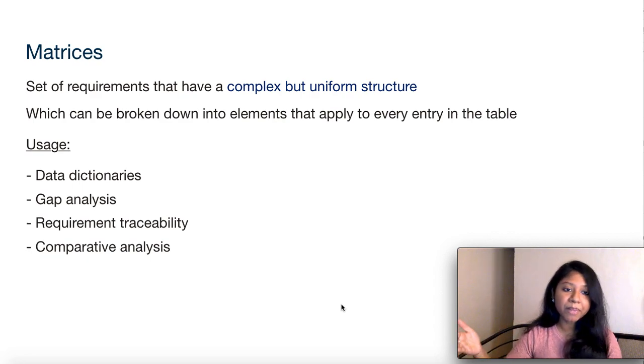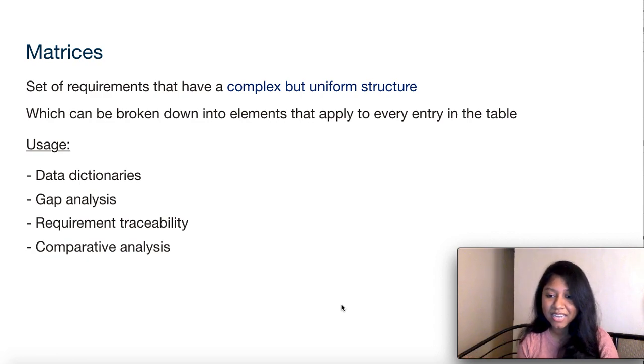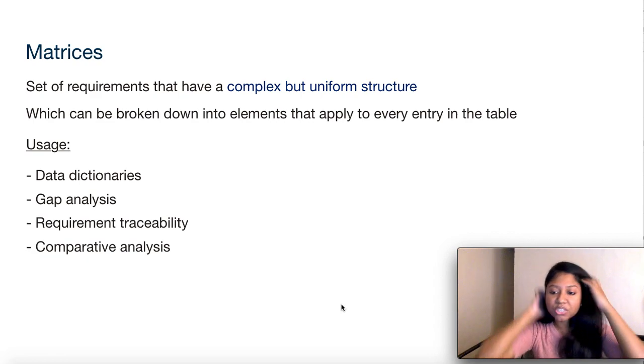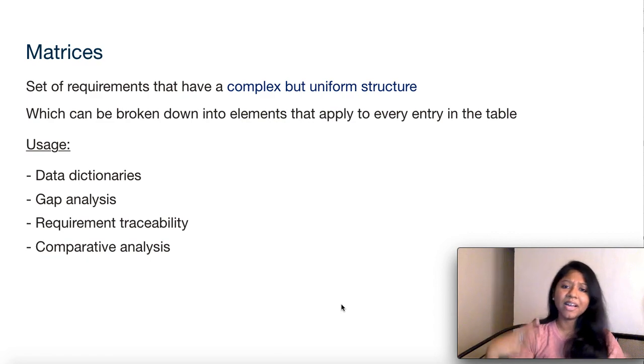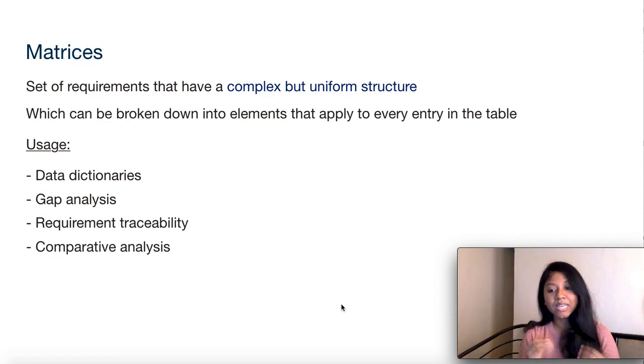As for the ways in which you can use this type of matrices, for example, you might have worked on data dictionaries, or done some gap analysis, or requirement traceability, or any comparative analysis like competitor analysis, or feature analysis between different systems, things like that. It would be very complex to put everything down on paper in a paragraph with a lot of words. So that's where you can use this modeling technique, which is called matrices.